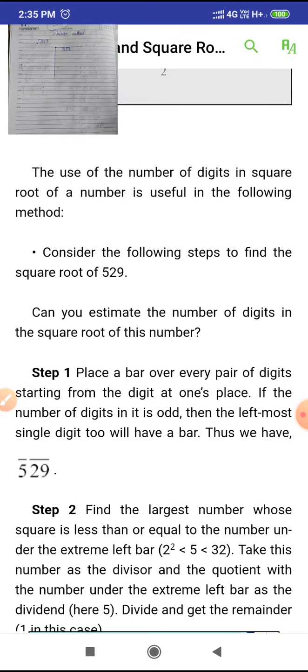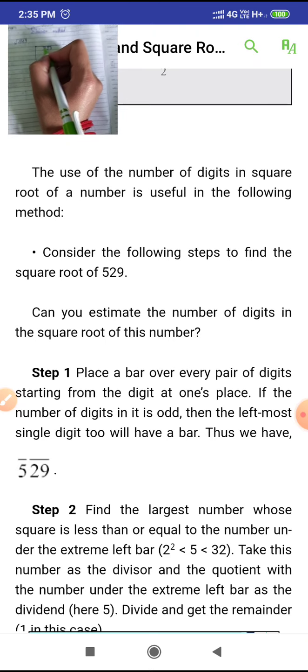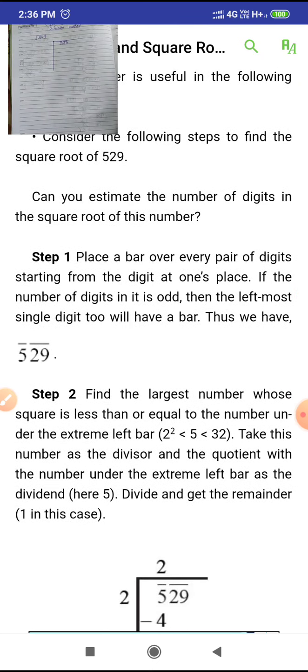Now we move to our second step: find the greatest number whose square is less than or equal to the number under the extreme left bar. Take this number as the divisor and the quotient, with the number under the extreme left bar as the dividend. Divide to get the remainder.